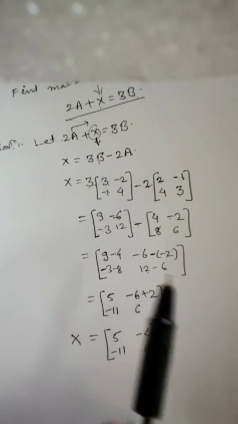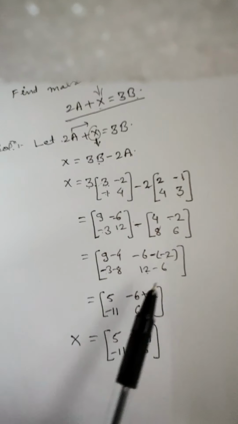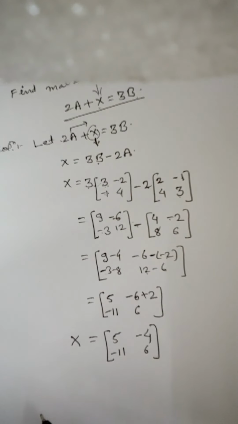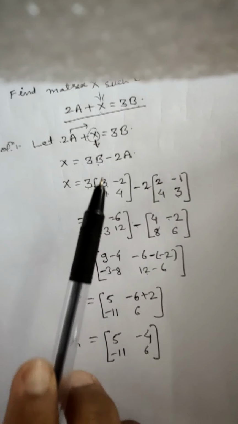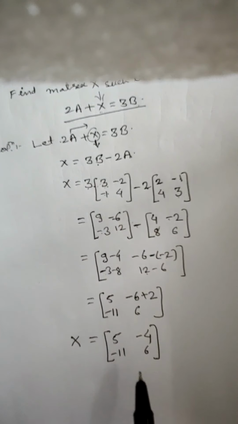Now always remember that the resultant matrix after addition or subtraction has the same order as the given matrices. Here the given matrices are of order 2 by 2, so after adding and subtracting we will get a 2 by 2 matrix.